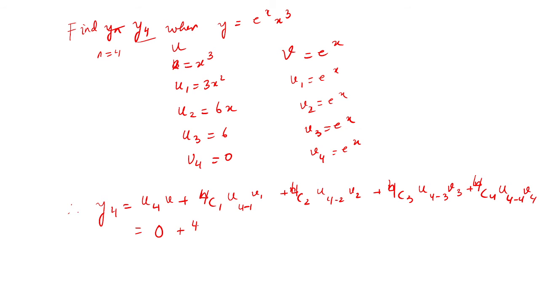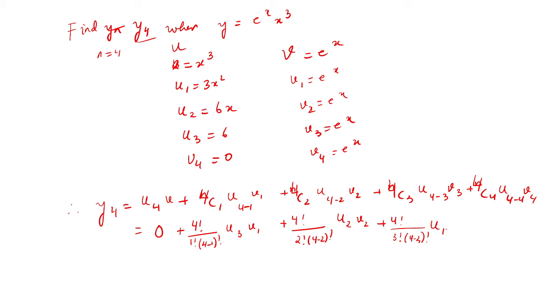So this is going to be 4 factorial divided by 1 factorial and 4 minus 1 factorial, and this is going to be u3. We'll just write this down first, make all the changes that we need, and then we will proceed. And this is going to be 4 minus 2 factorial. This is going to be u2 v2 plus 4 factorial divided by 3 factorial into 4 minus 3 factorial.